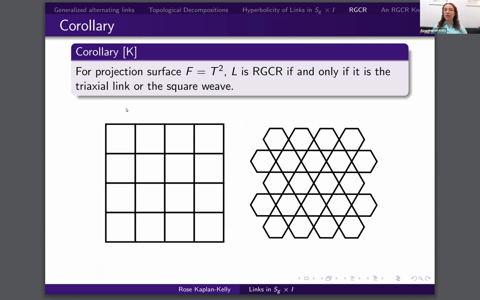A way that we can use this work is that it can now show us that those two links that Champanerkar, Kofman, and Purcell found, this square weave and triaxial link, are in fact the only links in the thickened torus that are RGCR. They asked if there could be other biperiodic alternating links that have this property, and this shows us that there can't. In order for the links to have this right-angled structure, they must have regular faces, and therefore they had to be semi-regular. Then Champanerkar, Kofman, and Purcell showed that these were the only options among semi-regular links.